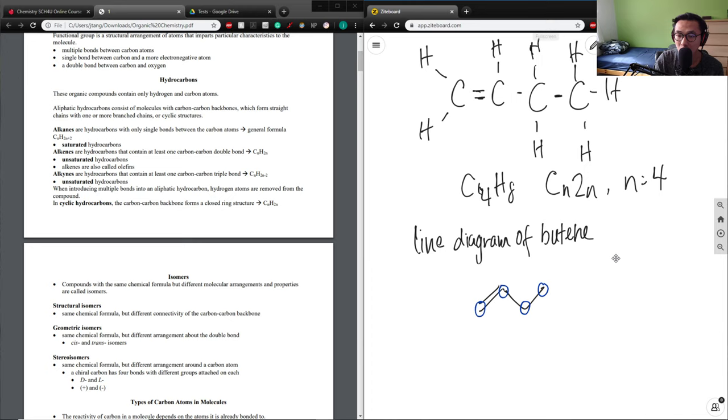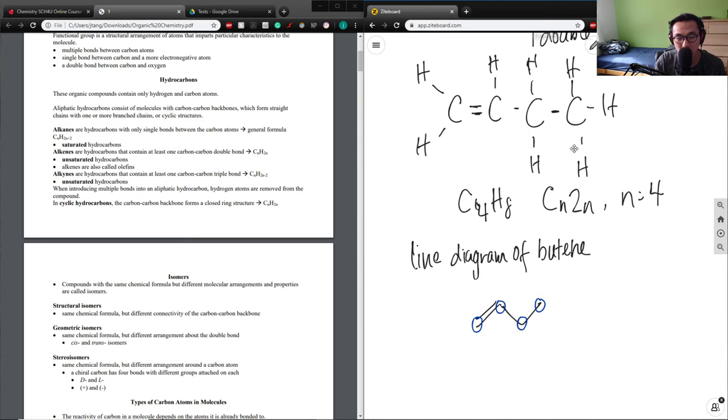And again, I don't need to draw my hydrogens because that's very, very tedious. The hydrogens are implied, that it saturates, or it's bonded to all the sites that carbon can have. Remember, carbon can bond to four different things. So that's my line diagram of butene. So it's simply just 1, 2, 3, 4. So this is butene. So what if I had something like this?